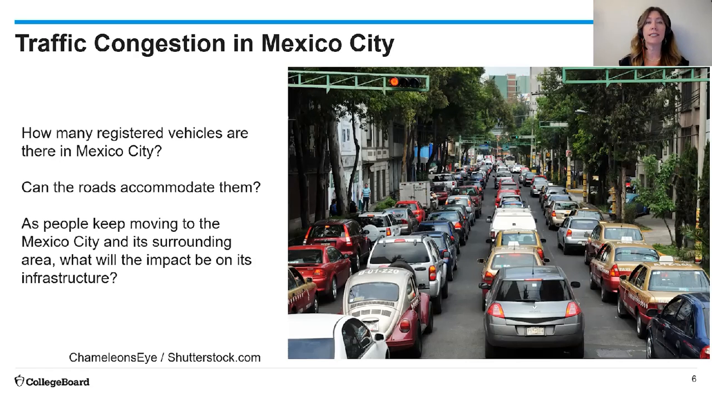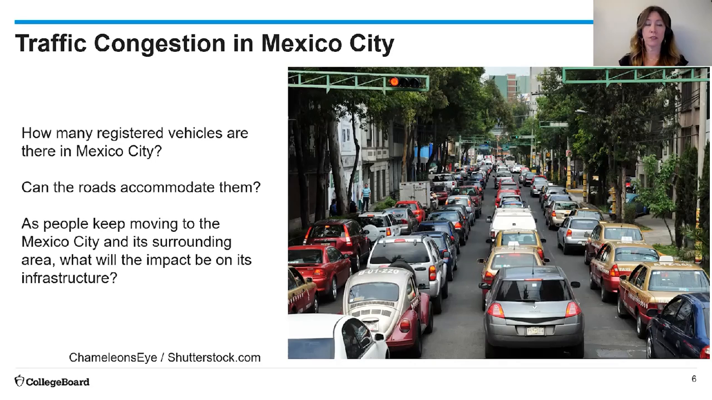There are over 20 million people in Mexico City and the surrounding area. Many people have cars. Can the roads accommodate them? And as people keep moving to Mexico City and its surrounding area, what is that impact going to be on the infrastructure? Not just the roads, but also the water supply, the sewage systems, and every other part of infrastructure that makes up a city.